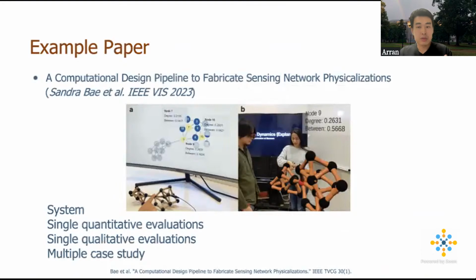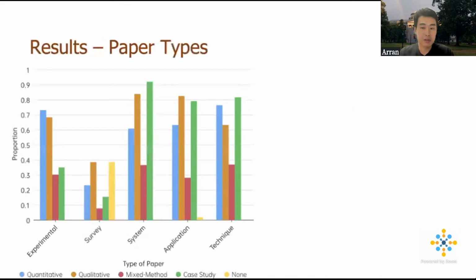Using those categorizations, we extended our results to how those evaluations have been used in each type of paper in the two years of VIS. This chart is pretty complex to understand, but I'll simplify it and let's go directly to the insights.